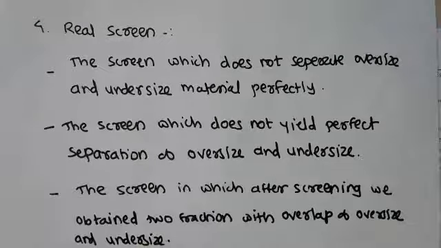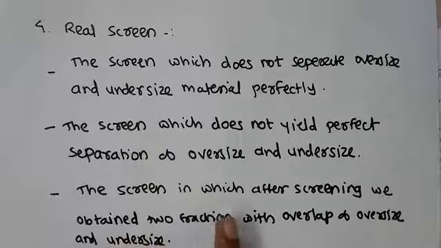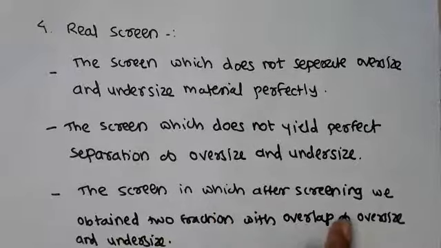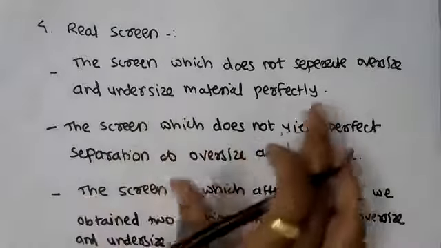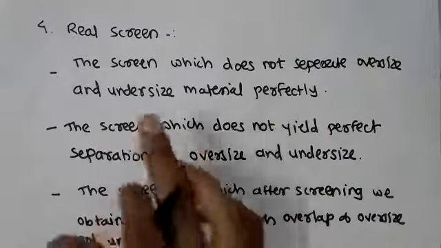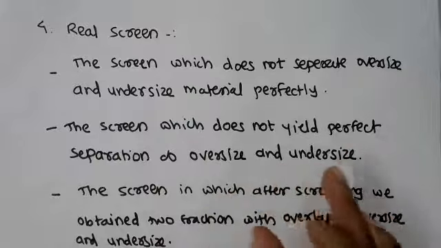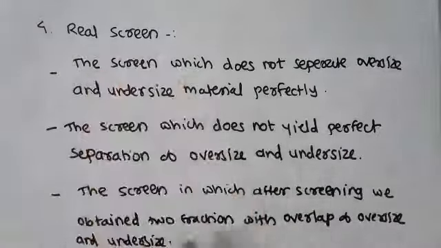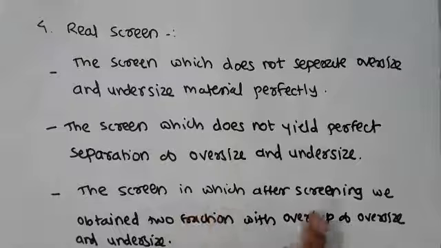What does it mean? Some undersize material is present in overflow and some oversize material is present in underflow. So the screen which does not separate oversize and undersize material perfectly is known as a real screen, or the screen in which after screening we obtain two fractions with overlap of oversize and undersize. That means oversize material is present in underflow and undersize material is present in overflow.